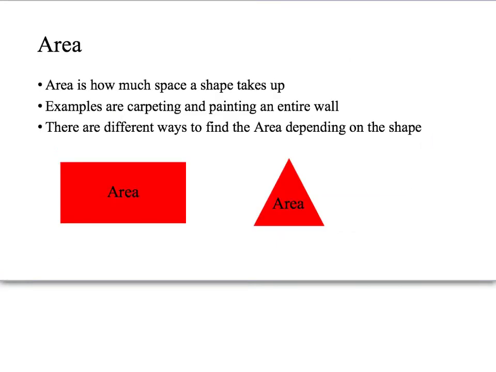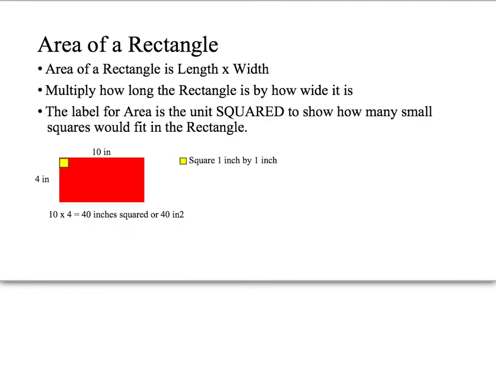Area is a little different than perimeter. Area is how much space a shape takes up. Some examples of area are finding carpet, or painting an entire wall. There are different ways to find the area depending on the shape. Today we're going to focus mainly on finding the area of a rectangle.